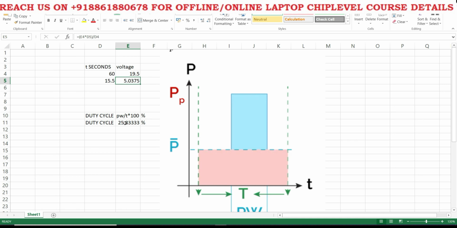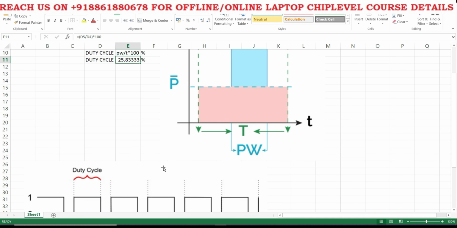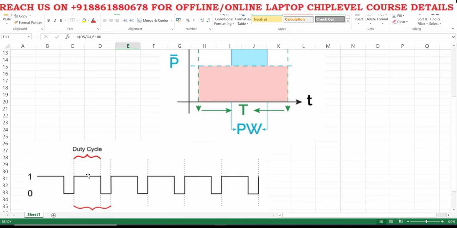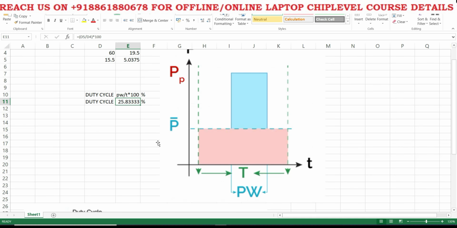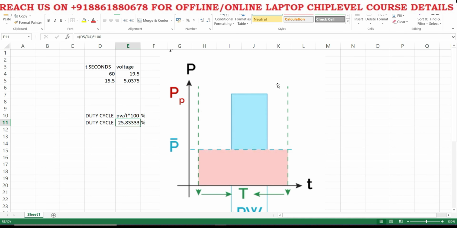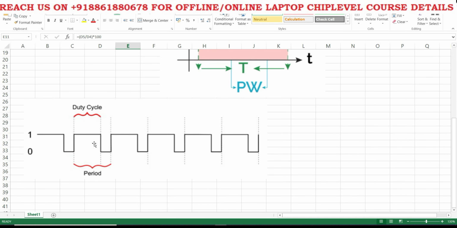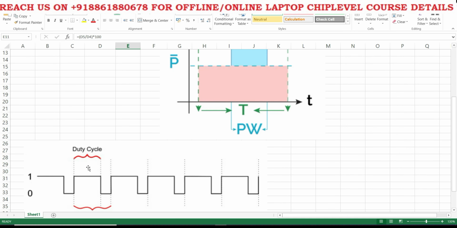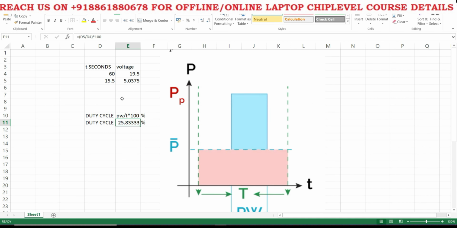In case the duty cycle is 25%, this is the width. In case of 100% it will be heavy, but here it is 75%. Is 75% also more? 50% is also more, that is also heavy, but here it is a 25.8% duty cycle. The cycle means it's an on condition. If the MOSFET is on till 25%, then we will get 5 volts.